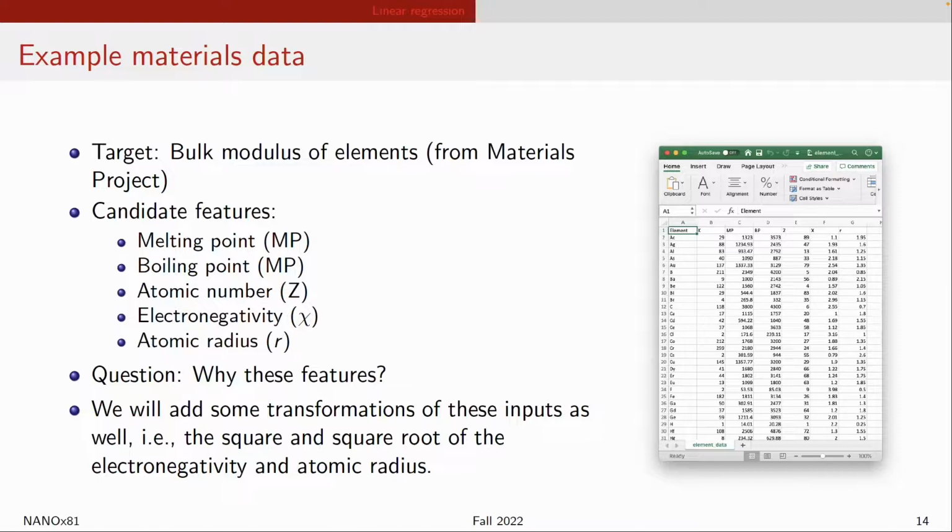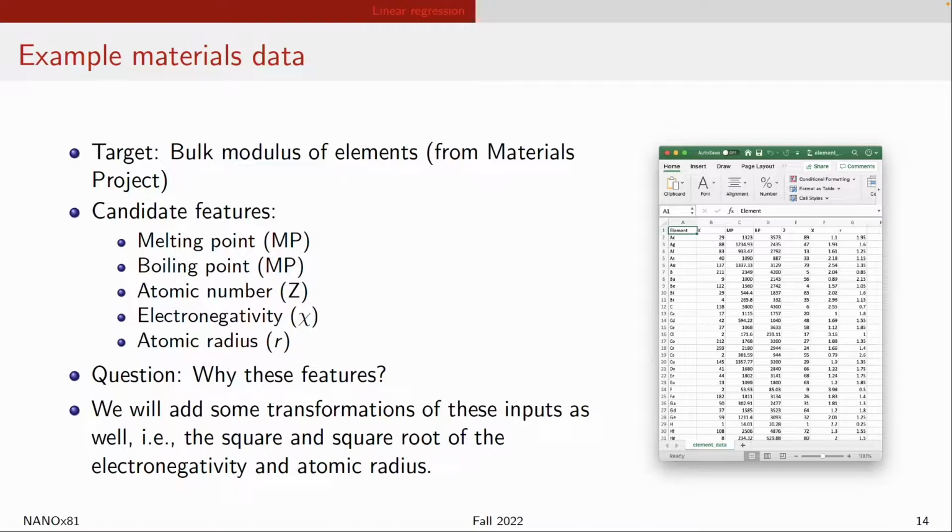I'm going to choose a few candidate features that I believe may be used to predict the bulk modulus of the element, right? So things like the melting point of the element, the boiling point of the element, the atomic number, the electronegativity, and the atomic radius, right? So all these are numbers that I can easily get from any tabulated values of the elements of the periodic table, okay?